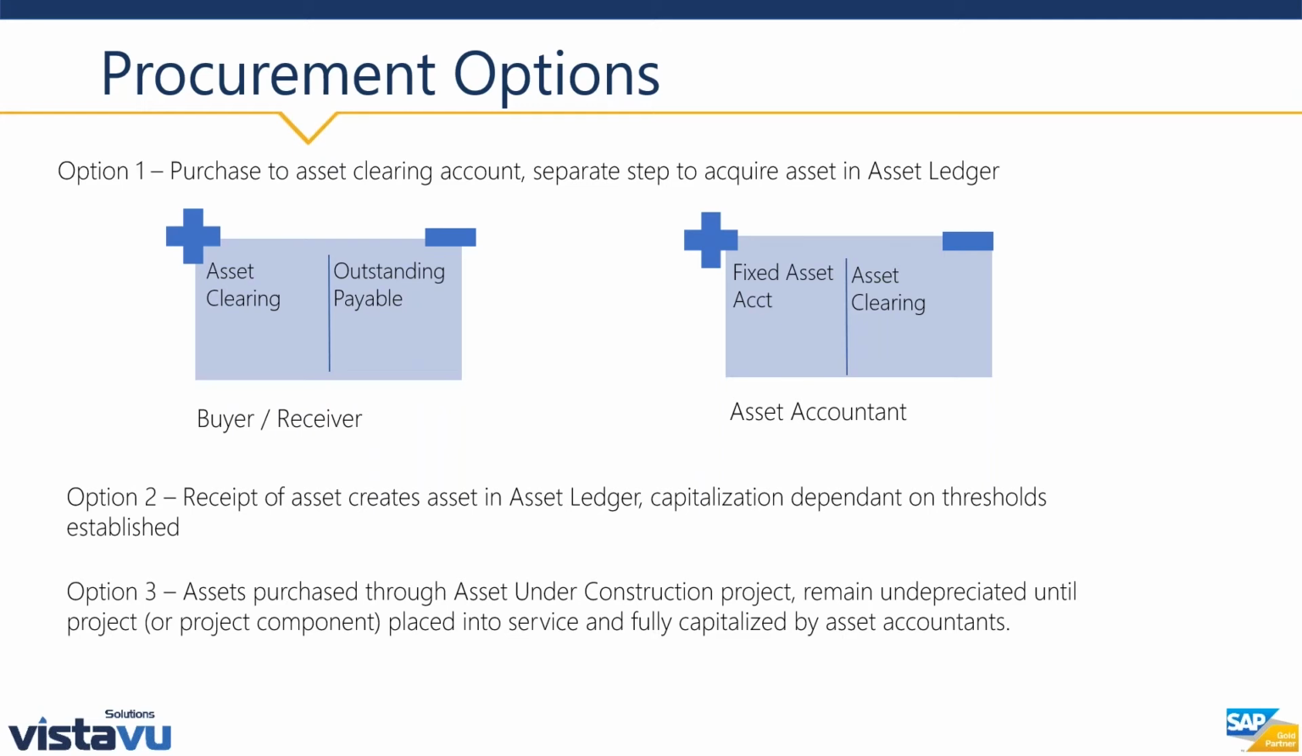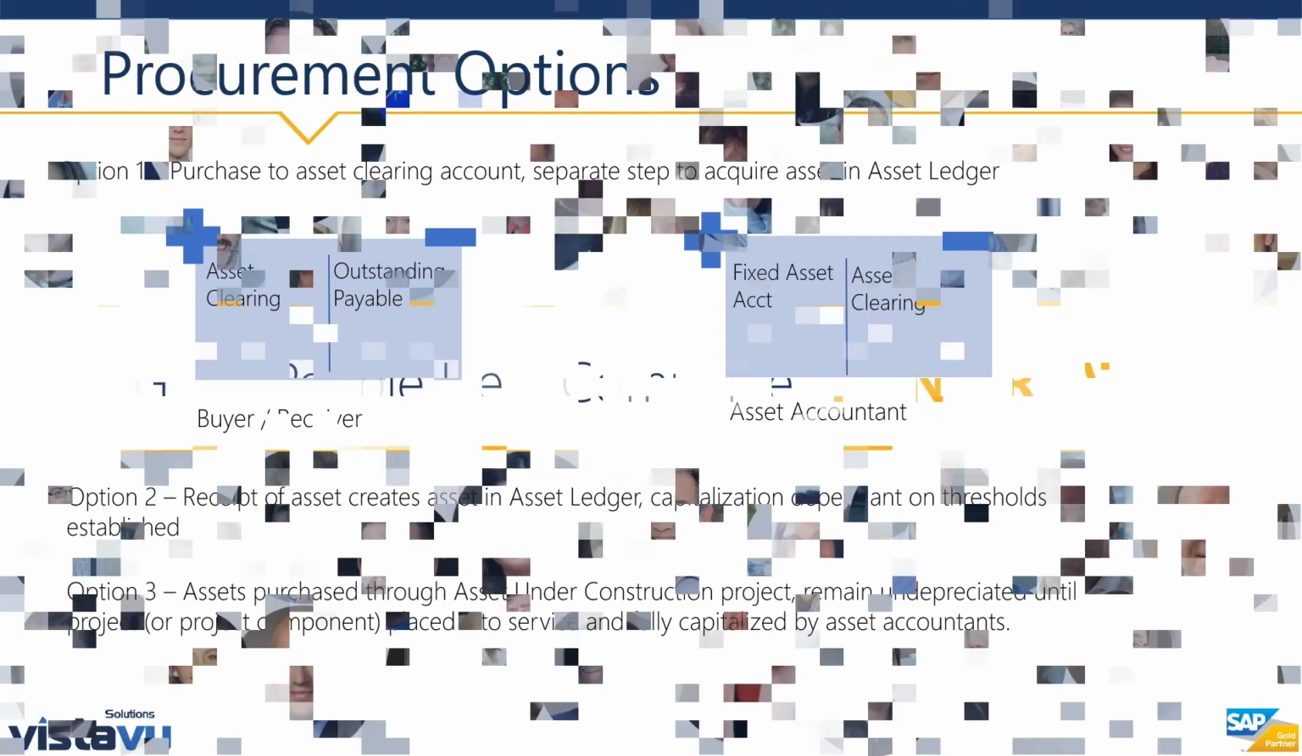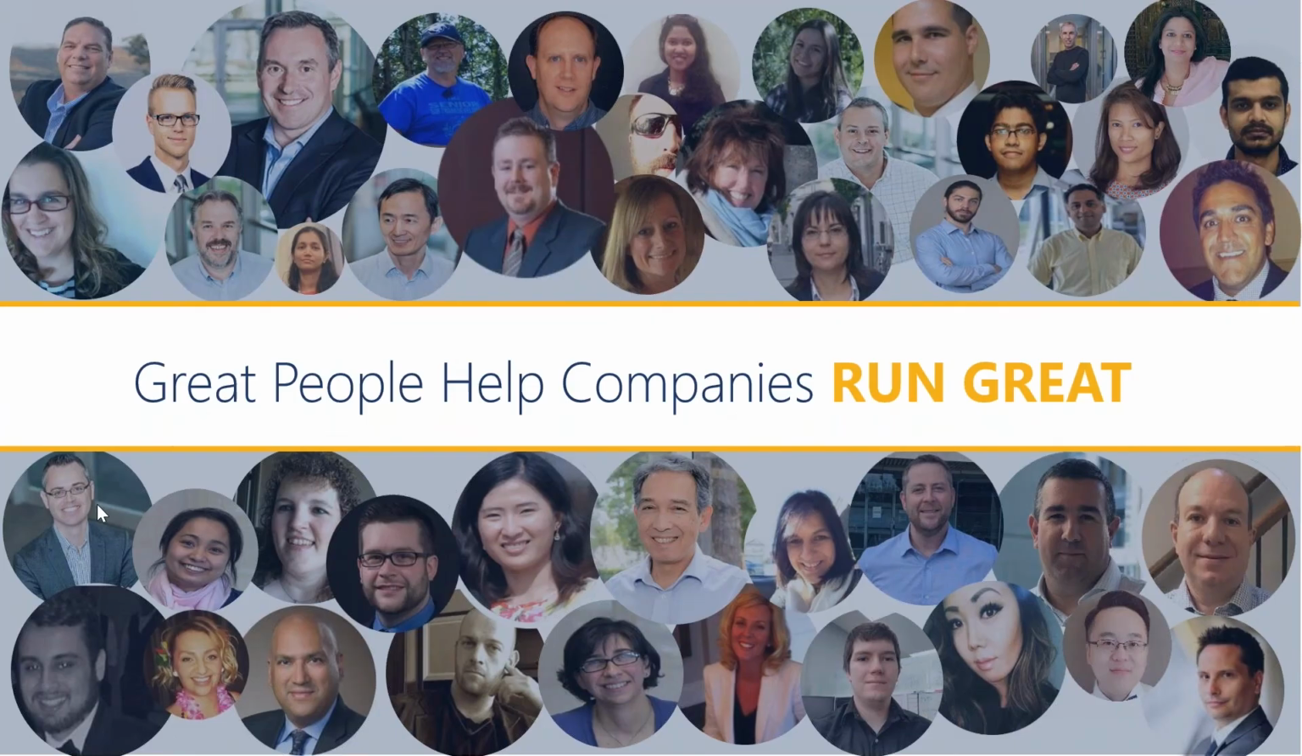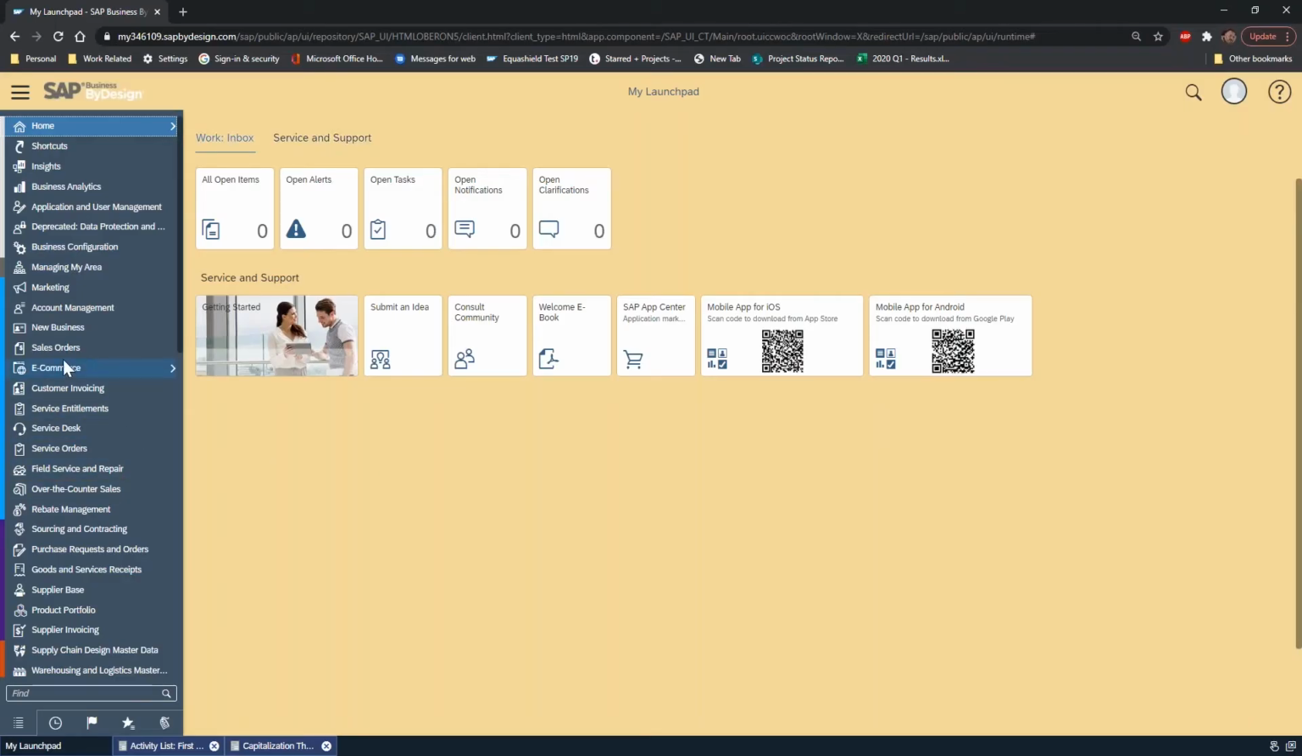Option 2 is the more automated way. So the receipt of the asset creates an asset in the asset ledger, and then the capitalization depends on the thresholds. So this option specifically involves those 2 setup screens we just looked at. The first option does not require those setup screens. And then the option 3, assets purchased through an under construction project, remain undepreciated until the project or a component of the project is placed into service and fully capitalized by asset accountants. So let's flip over to SAP and have a look at the 2 options.